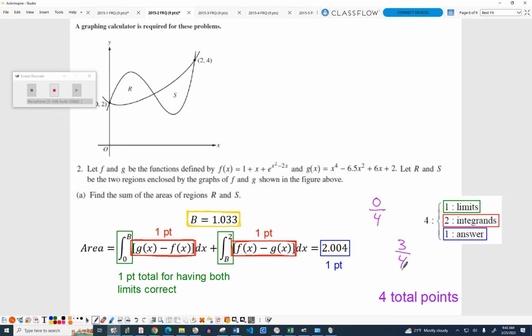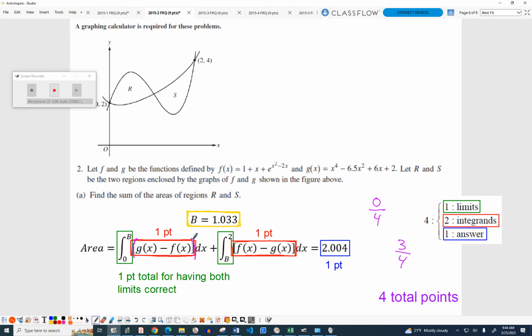What if they didn't put parentheses around the F minus G, so they don't have the parentheses around the G and the F like this? Yeah, that's going to cost them 1 of the 4 points. They would still be able to get the other 3 if everything else is good.